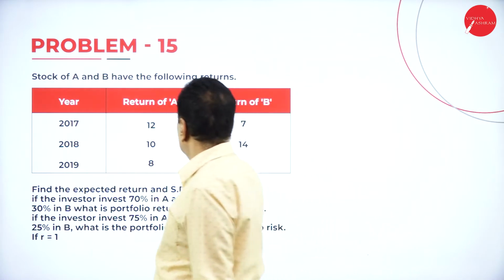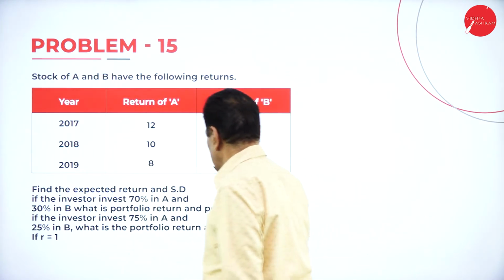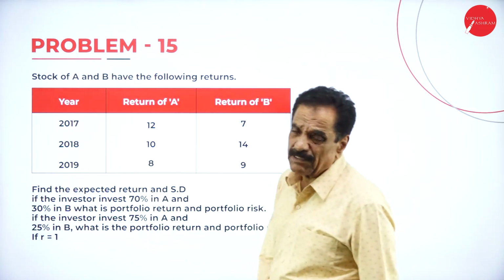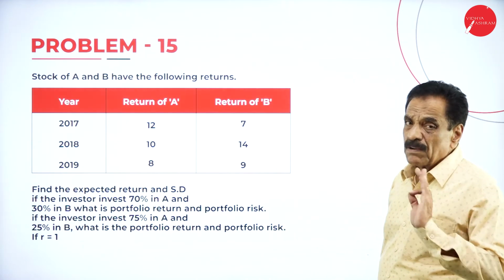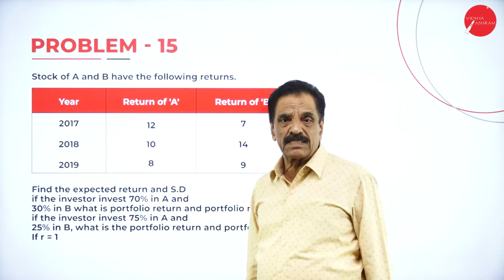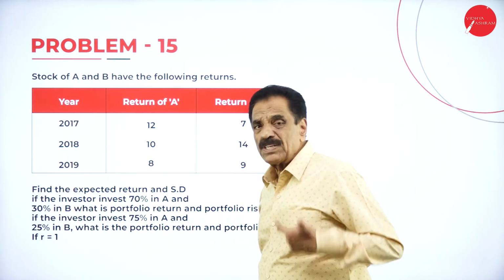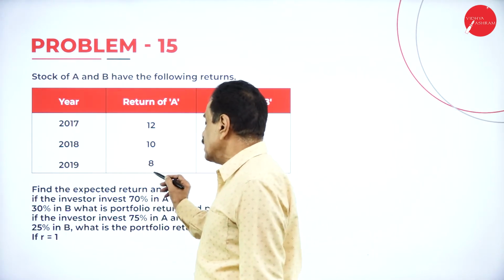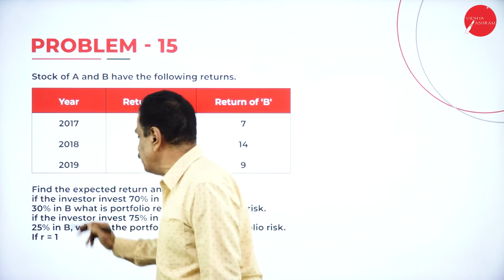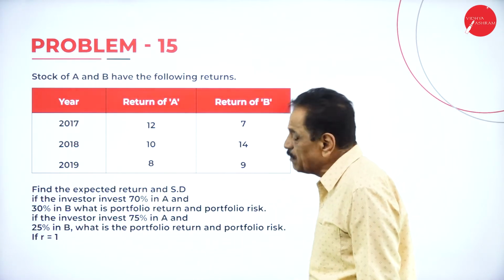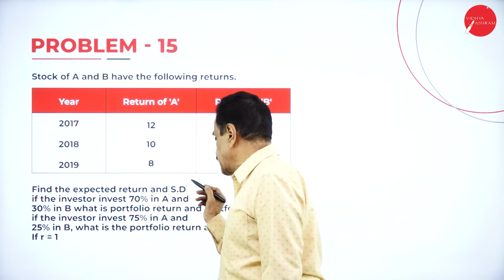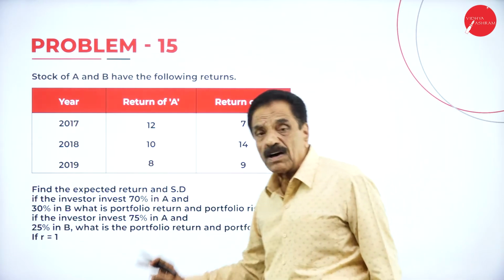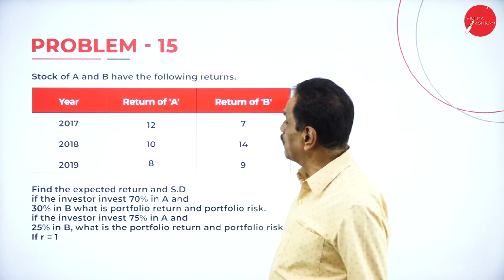Here, there are two companies, A and B. These are all the returns. Find the expected return and standard deviation. Here, it is not called expected return. We can say average return, because probability is not given, so we take it as average return and standard deviation. If they invest 70% in A and 30% in B, what is the portfolio return and portfolio risk? If the investor invests 75% in A and 25% in B, what is the portfolio return and portfolio risk if R is equal to 1? We'll move on one by one now.